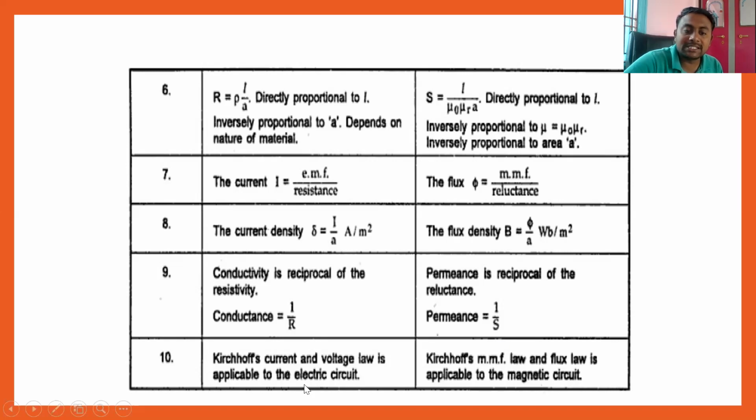Kirchhoff's current and voltage laws are applicable to the electrical circuit. Kirchhoff's MMF law and flux law, where MMF means voltage and flux means current, are applicable to the magnetic circuit.